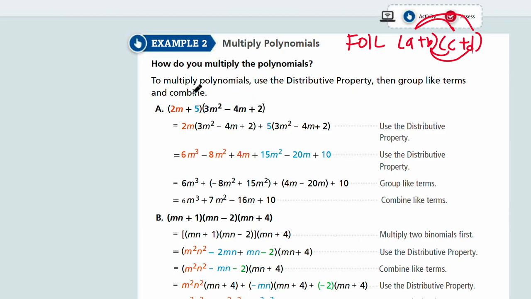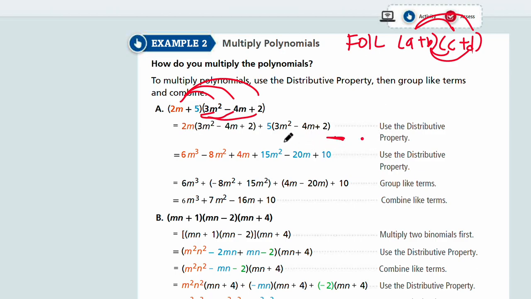So you would want to place the polynomial with a smaller number of terms beforehand, so it's easier to keep track of. So you're going to multiply 2m with this polynomial and 5 with this polynomial, because you can separate them by using the distributive property like this.